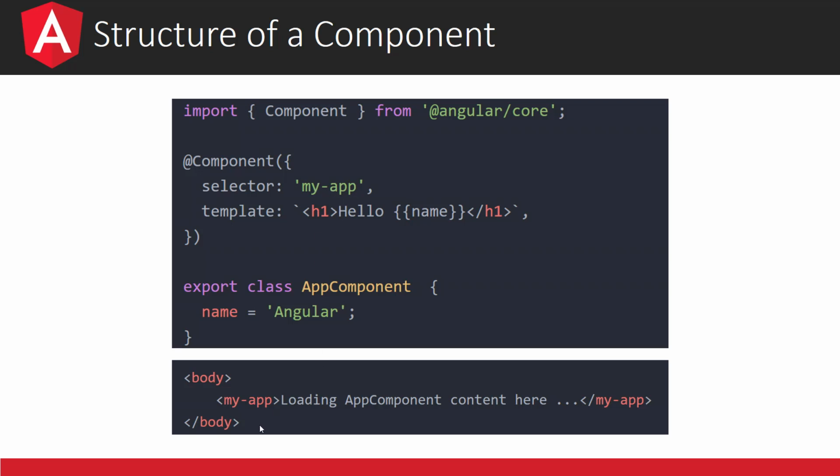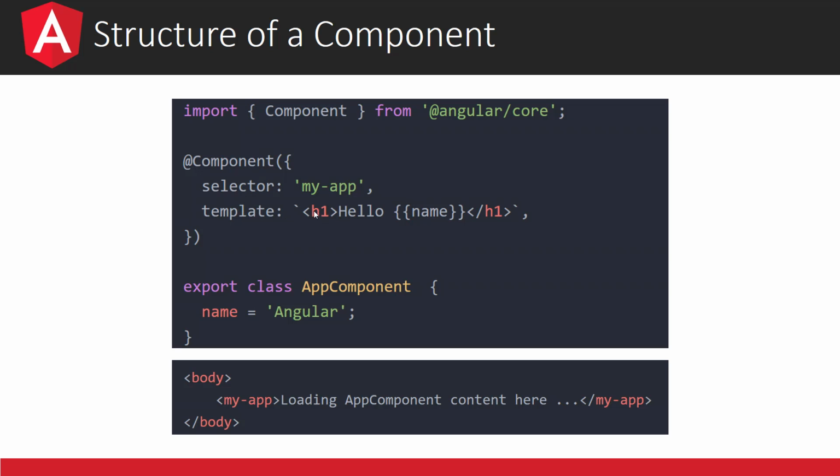Now take a minute to look down here at this part, which is the actual HTML, and you'll notice that we have this tag here. This is a special directive, and it says my-app. So this is the same as the selector. So that's how it knows to display this component here. So what is it going to display here? It's going to display the template, okay, which is part of the decorator.